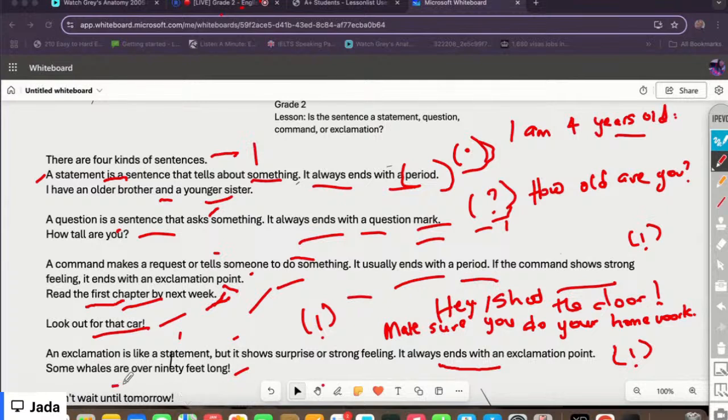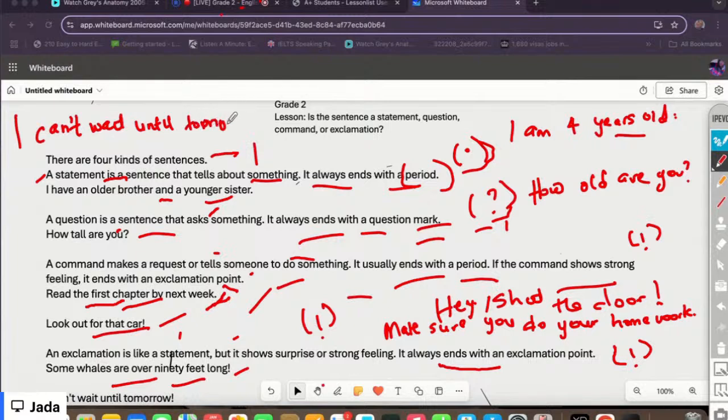Or we have some examples here. Some whales are over 90 feet tall. This is telling us something. And maybe if you do not know about whales, it's going to be a surprise to you. You would say, some whales are over 90 feet long, and you're like, wow, really? So you would be surprised, so then you can have an exclamation there. Or it could be, I can't wait until tomorrow.